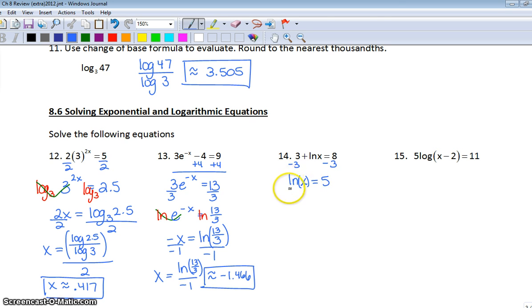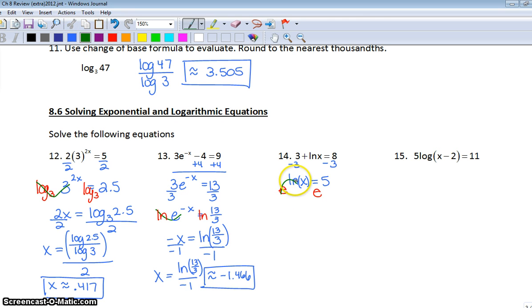What I want to do is get rid of the natural log. I need to undo it. The inverse, or the opposite, of the natural log is e. So if I start with the log, the inverse of logs are exponents. The inverse of exponents are logs. So I'm going to take e raised to that power. So I'm going to have e raised to the 5th power.